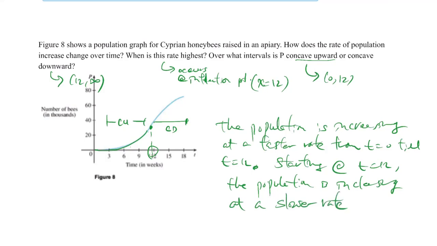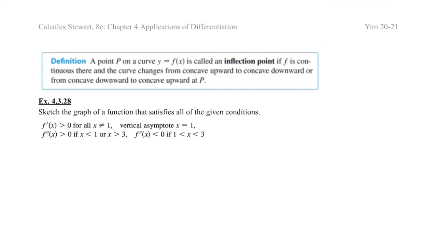Think of it as a position. If this is the position of a car, you're still going forward, but you're slowing down. That's what that means, right? So this is a slowdown. At a slower rate basically means it's slowing down. Okay, that's it. All right, guys. Let's move on to the next one.